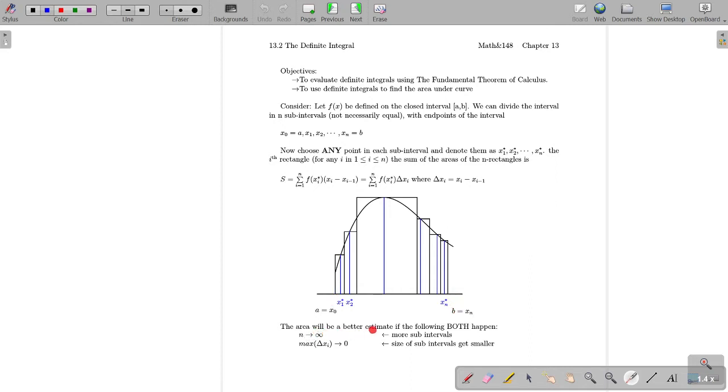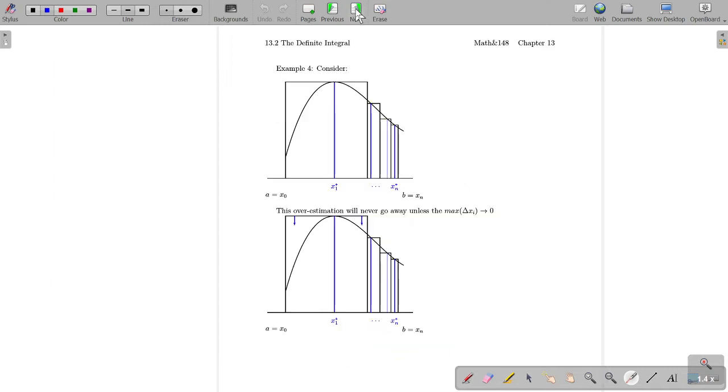So the area will be a better estimate if both happen, i.e. the number of subdivisions goes to infinity, and the max delta xi, right there, goes to 0, i.e. the size of the intervals gets smaller. For example, if you just have n go to infinity, this right here can get infinitely many, but unless I make this interval smaller, this area here and here will always be in error. So this overestimation never goes away unless the max delta xi goes to 0.